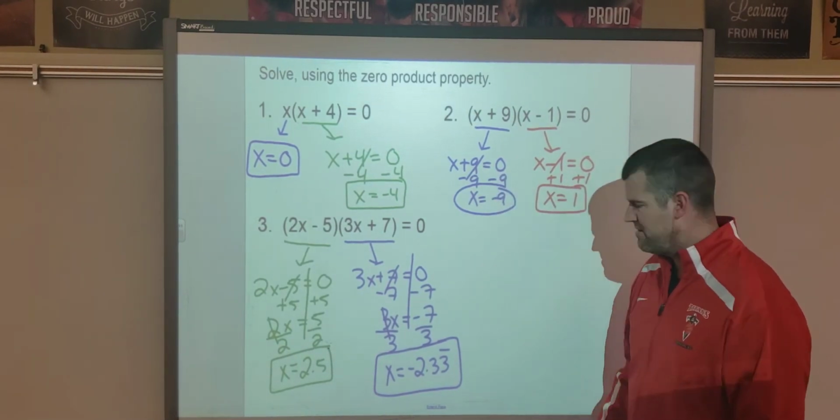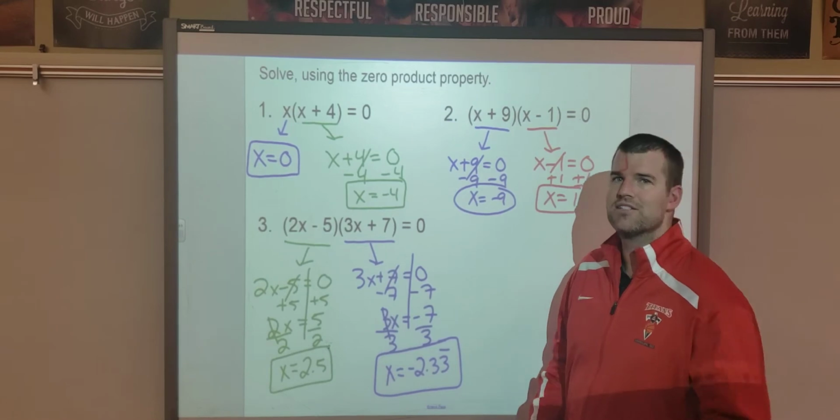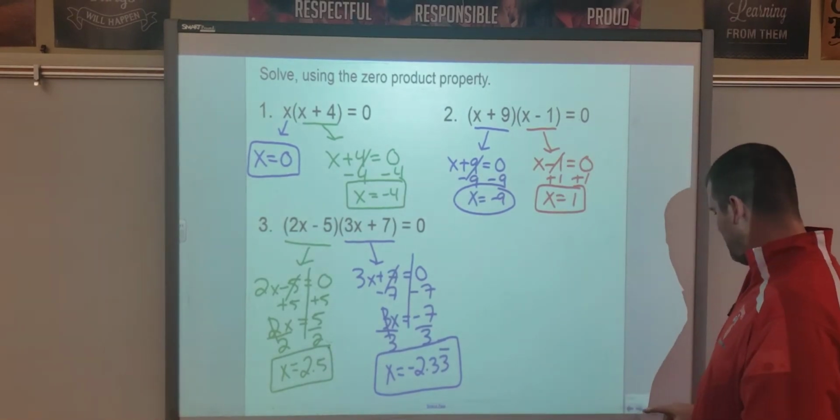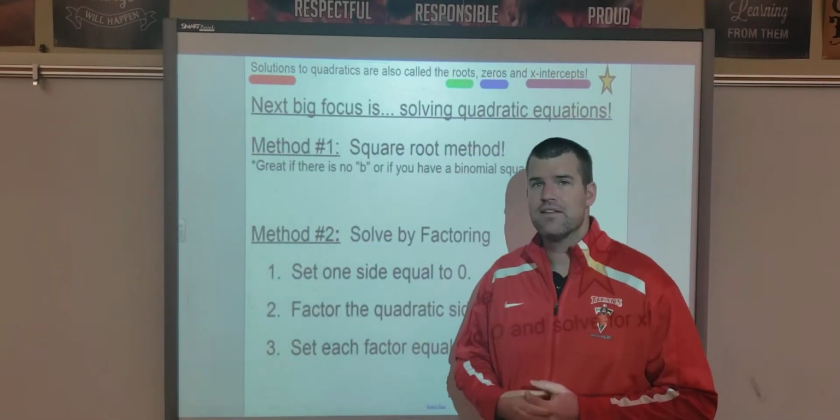All right, so long story short, when we have two factors equal to 0, we set each factor equal to 0 and solve. That's called the zero product property. All right, we're going to come back to that idea in a minute.